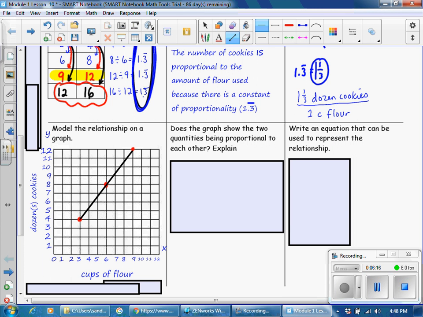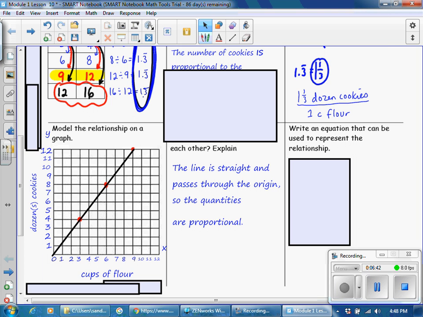And the next question says, does the graph show the 2 quantities being proportional to each other? Explain. So I want to know, is it a straight line and does it pass through 0? Well, so far it is a straight line. I need to extend it to see if it will pass through the origin 0. So let's pull that through the origin, and yes, it is a straight line. It passes through the data points and the origin. So it's a straight line, it passes through the origin, and that means that the quantities are proportional. Next, write an equation that can be used to represent the situation.